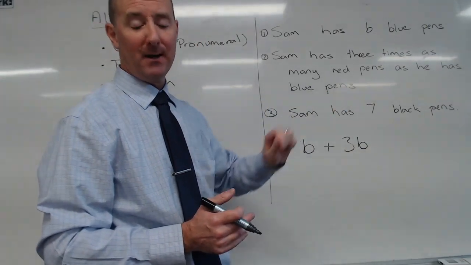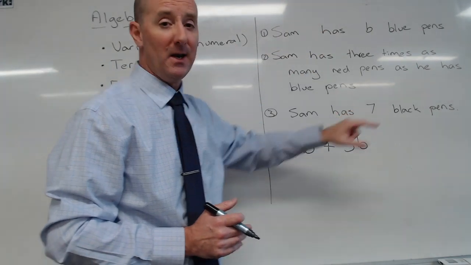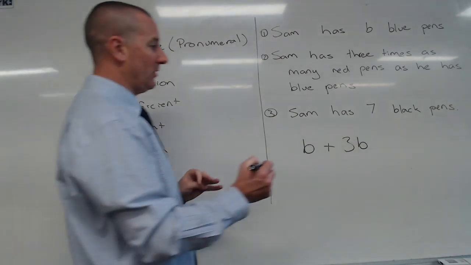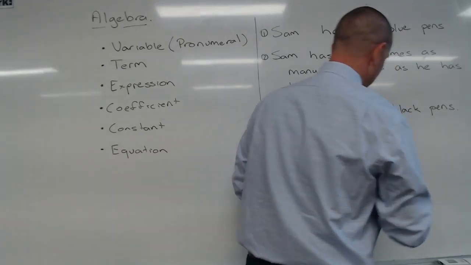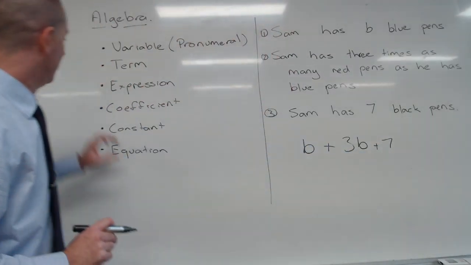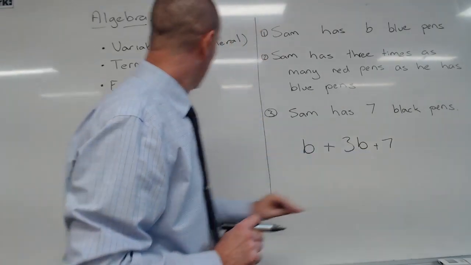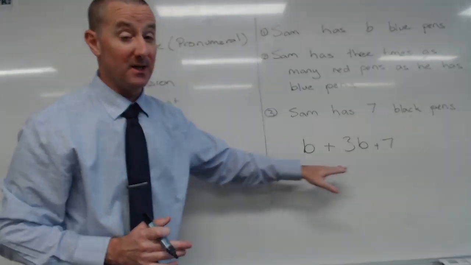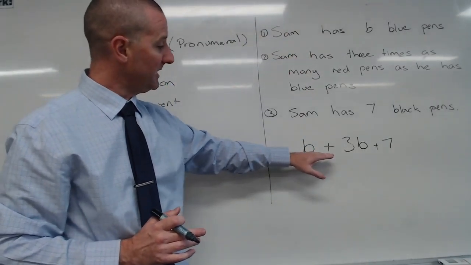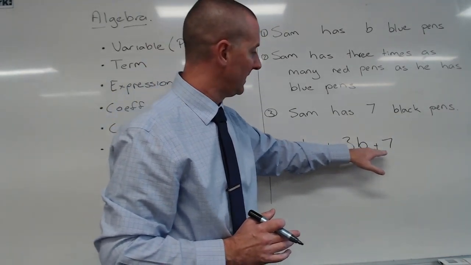Sam has 7 black pens. This time, instead of being represented by the variable, we've been given a number. This gives us our term a constant. In this case, our constant is going to be 7. So we've now got a constant of 7. We've got terms of B, 3B, and 7. We've got an expression to represent the total number of pens, blue, red, and black. And our expression is B plus 3B plus 7. So there's our blue pens, plus our red pens, plus our black pens.